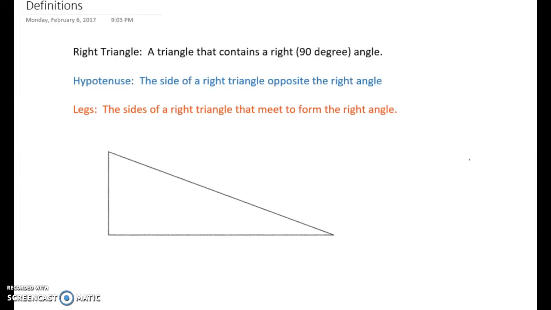Welcome to the first video about the Pythagorean theorem. In this video, we're going to go over some definitions and then do two examples.